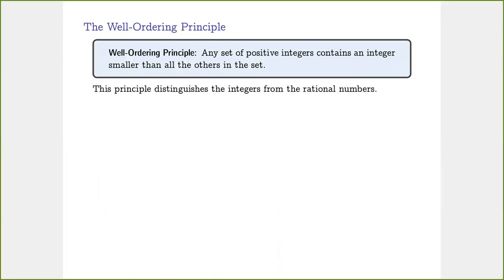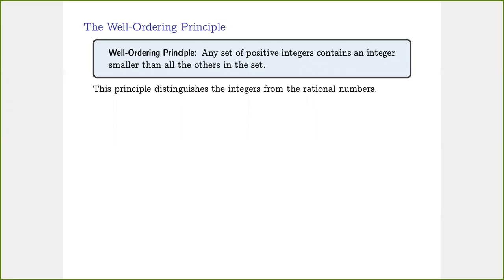Okay, here it is. The well-ordering principle. Any set of positive integers contains an integer smaller than all the others in the set. So if I choose 5, 6, 7, 5 is the smallest one. If I set up any set, even all the integers greater than 6, 6 is going to be the smallest one. You choose any set. There's always going to be a smallest number in that set.